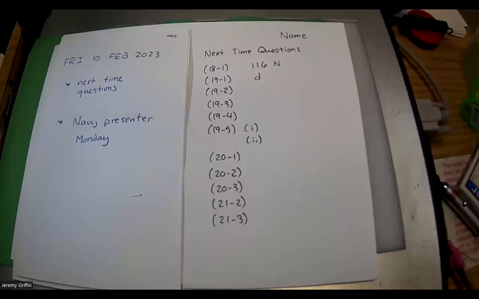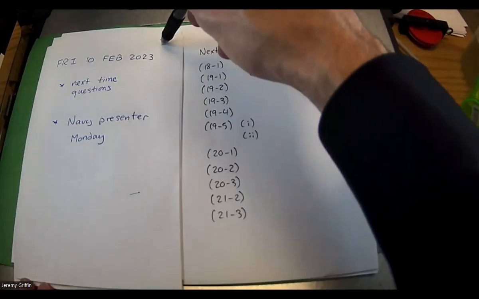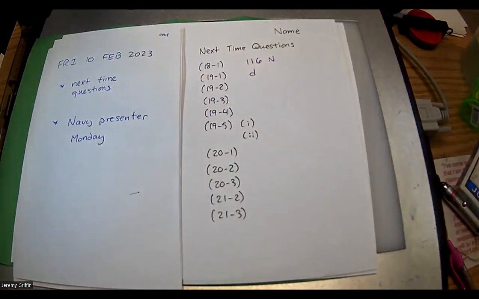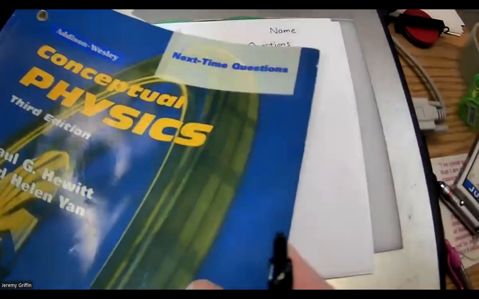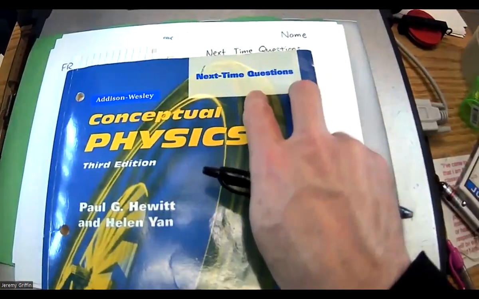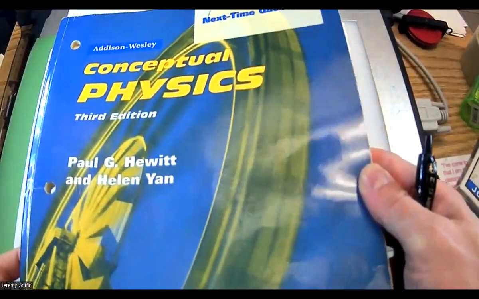All right, recording is rolling. So it is Friday, February 10th. We're going to continue on these next time questions. Well, I'm calling them next time questions for how to look with that title. This is part of the Paul Hewitt materials.